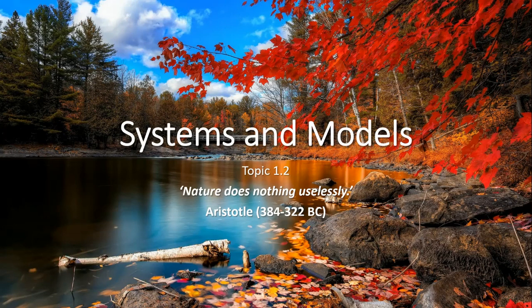Today I'm going to give you some notes on topic 1.2, which is all about systems and models. It's an important part of environmental systems and society. We're going to talk about what a system is, different types of systems, and what a model is. So you should have something to take notes on. If you don't, pause this quick and go grab some paper and a pen or pencil.